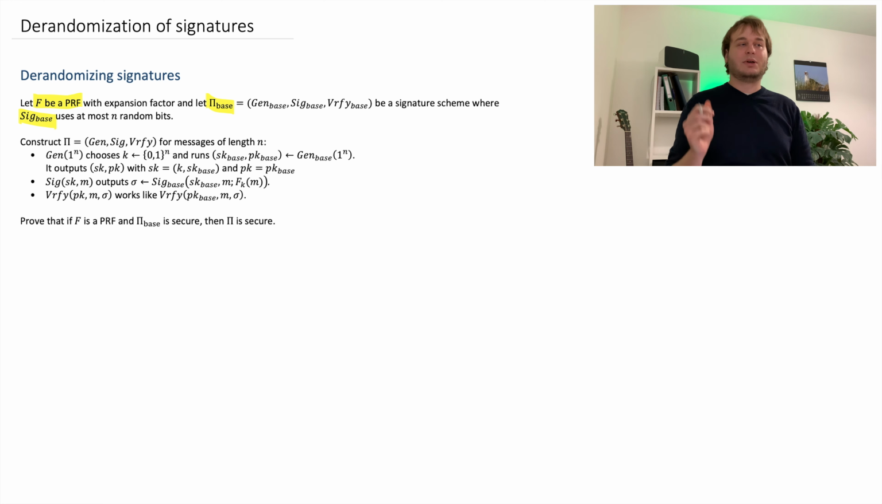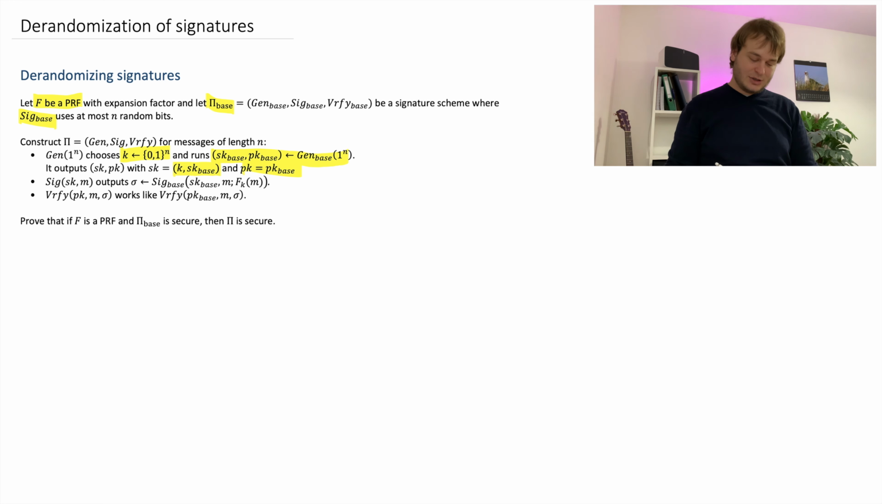Then we also take a PRF F. And now we construct a new signature scheme where essentially we are generating a normal key pair, but in addition we generate a key for the pseudorandom function. Now the secret key is just the key for the pseudorandom function plus the secret key for the signature scheme. The public key is as before.